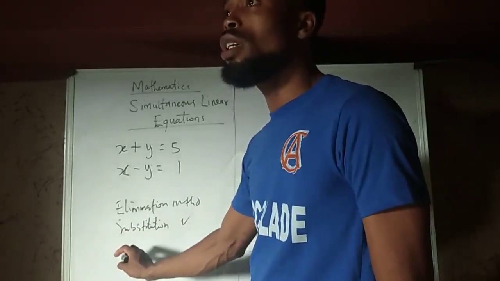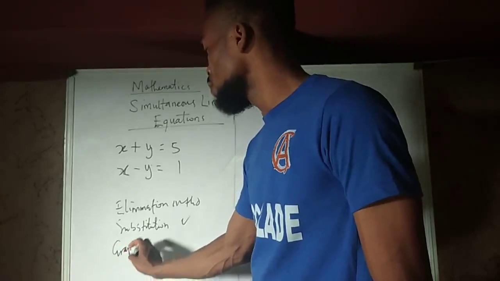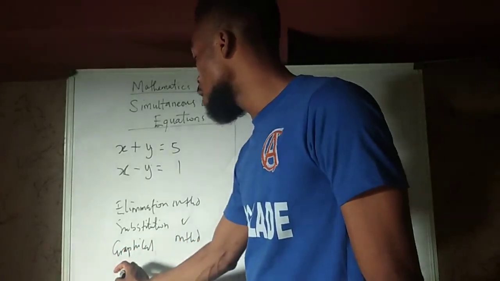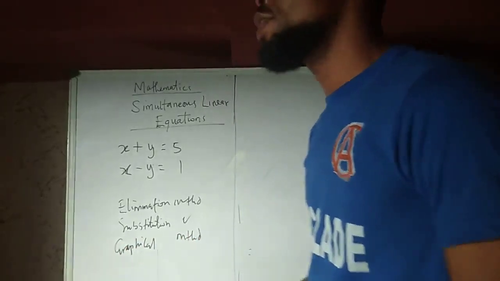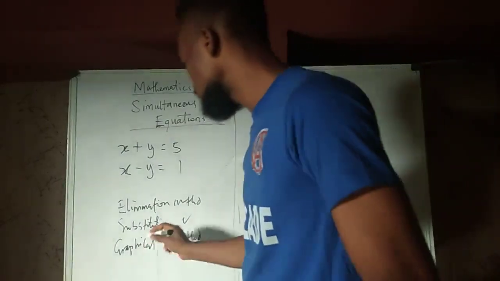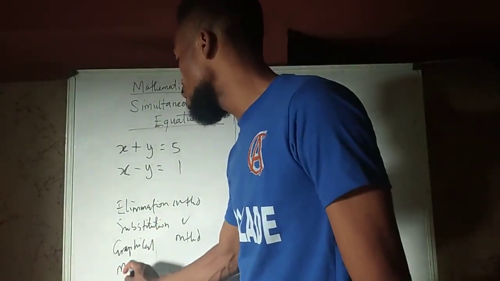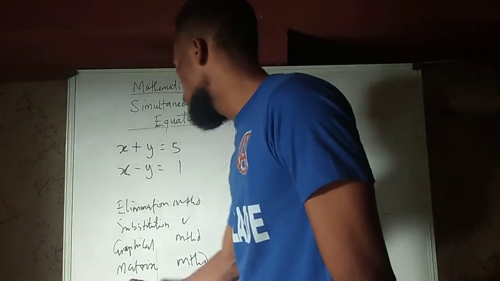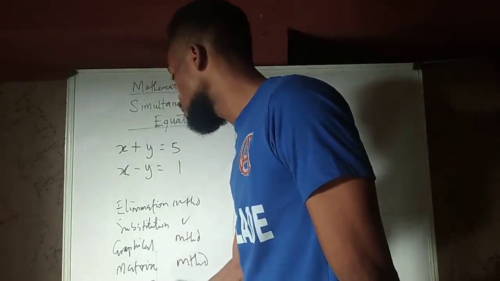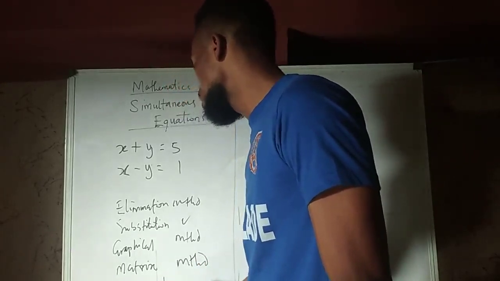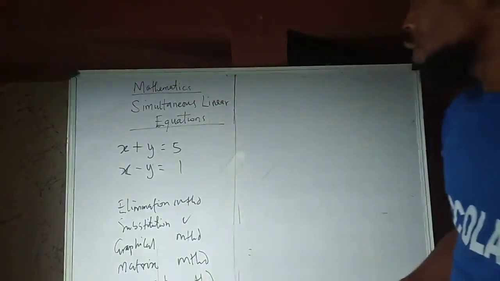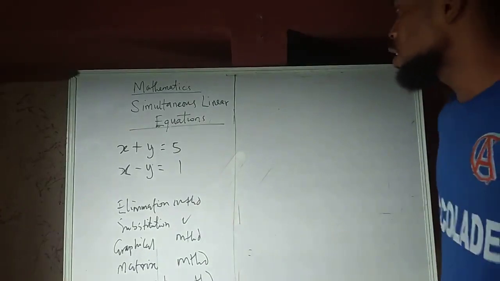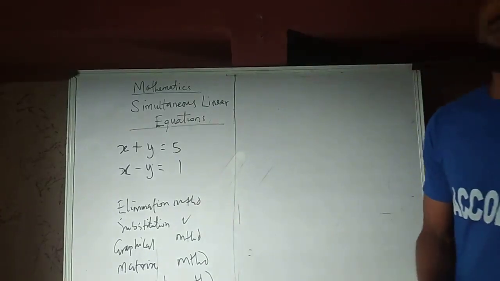We have what we call the graphical method. There are other methods. Let me just talk about them: the matrix method, the determinant method according to Gabriel Cramer's rule, but we are not going into all that. So these are the methods for solving simultaneous linear equations that we are going to talk about.